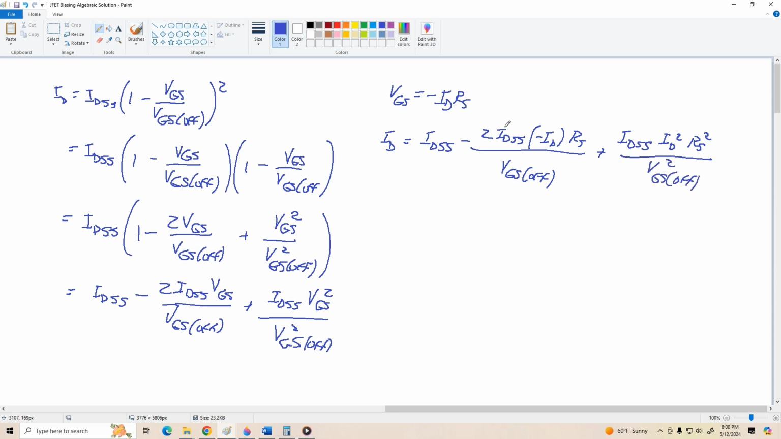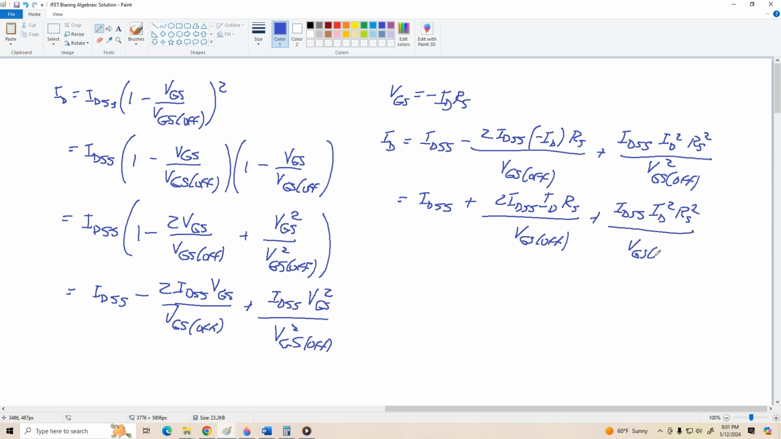All right, now in the middle term here, notice we've got a negative times a negative. These are going to cancel, and that leaves us with IDSS plus 2 IDSS times ID times RS divided by VGS off plus IDSS times ID squared RS squared over VGS off squared.